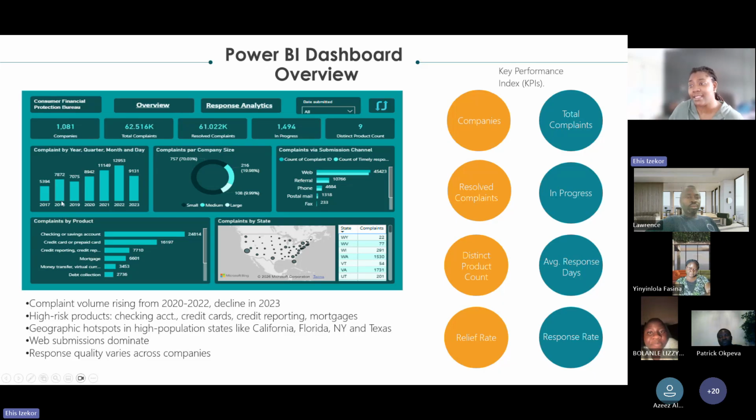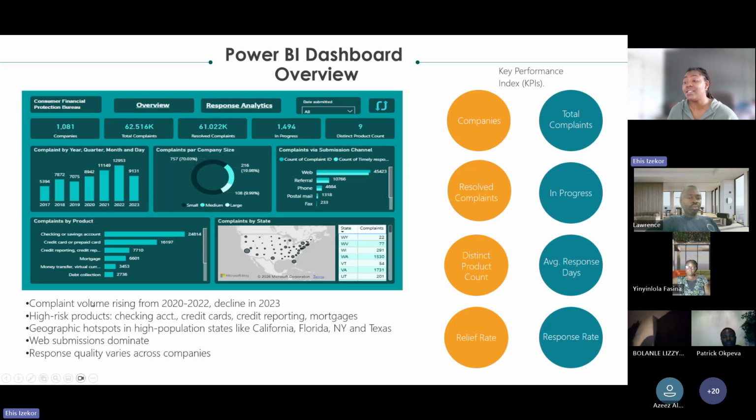So over the years, between 2017 and 2023, this is the data, right? We can see that from late 2019, the complaints across the board started to increase and got to a peak in 2022. Then there was a decline in complaints in 2023. From this, we can see the high risk products are the checking accounts, the credit card accounts, credit reporting and mortgages.